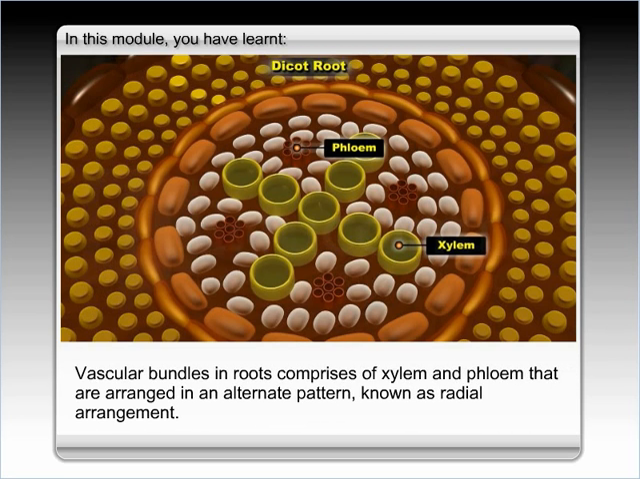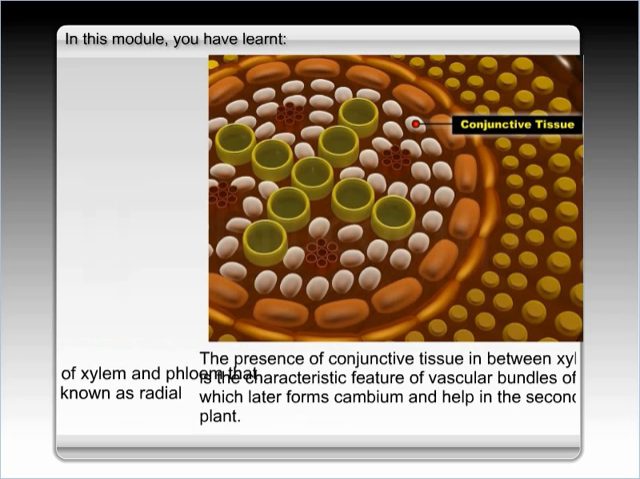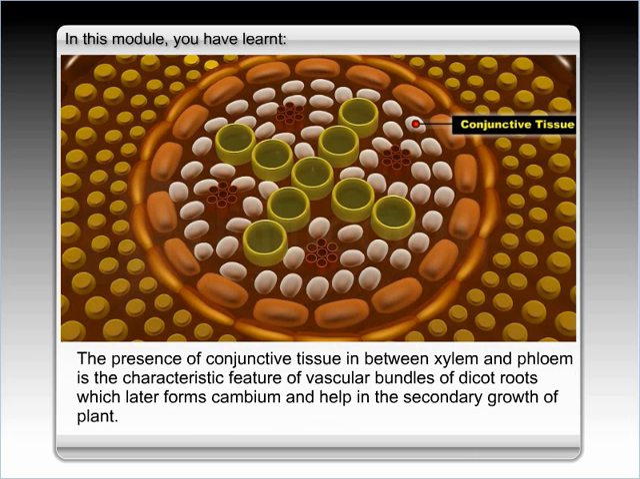Vascular bundles in roots comprise xylem and phloem that are arranged in an alternate pattern known as radial arrangement. The presence of conjunctive tissue in between xylem and phloem is the characteristic feature of vascular bundles of dicot roots, which later forms cambium and helps in the secondary growth of the plant.